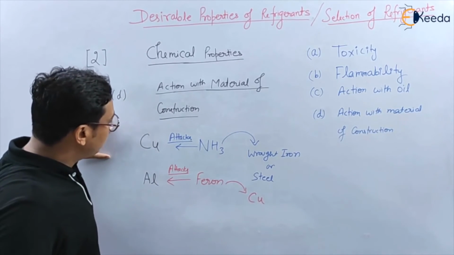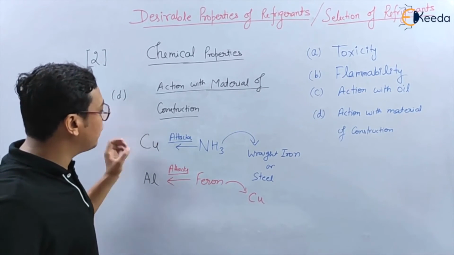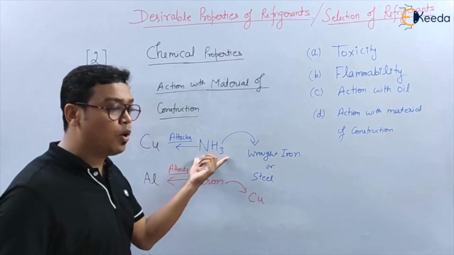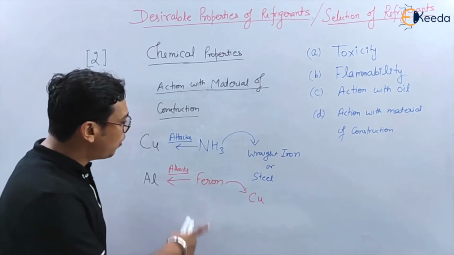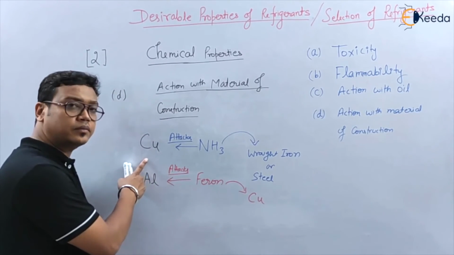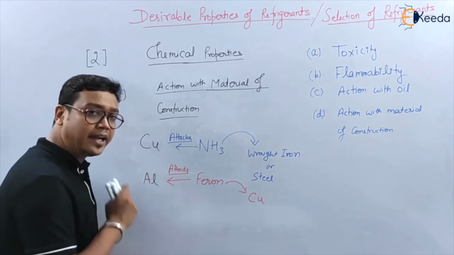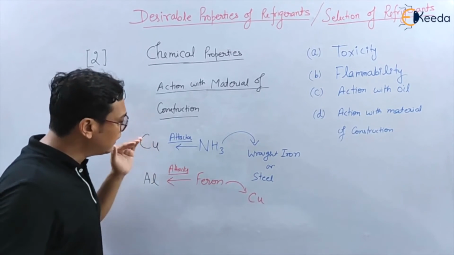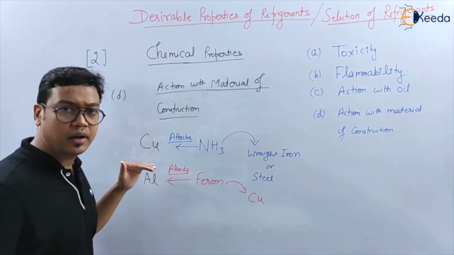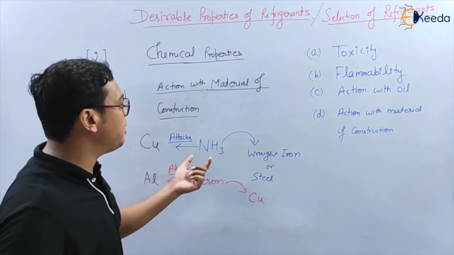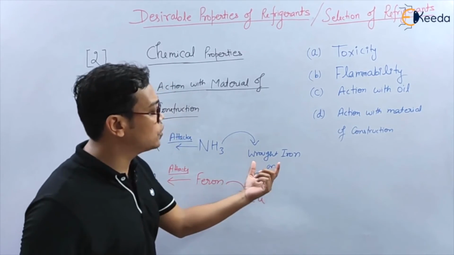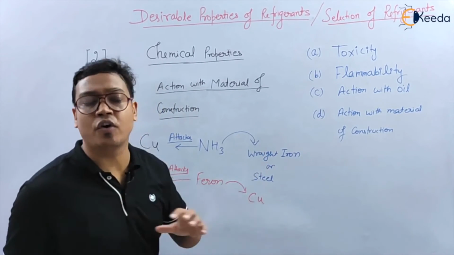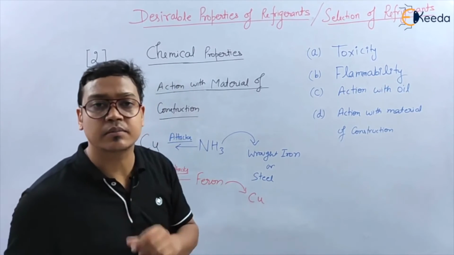If we have made the system with copper piping, and I am using ammonia, then ammonia will attack copper. The meaning of attack is that it will corrode copper. It will damage the copper. So if I am using ammonia, I have to use wrought iron or steel as the metal for the construction of the system.